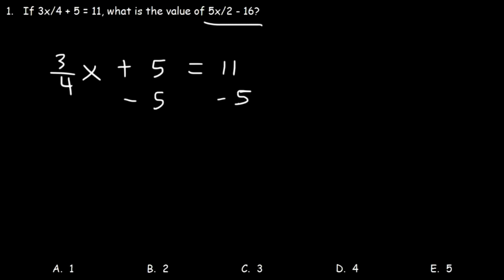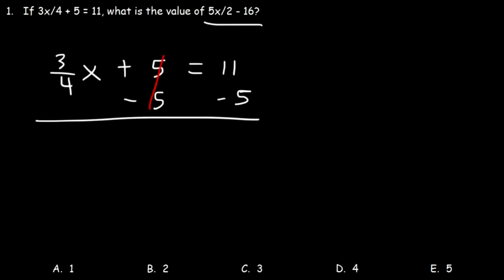So if 3x over 4 plus 5 is equal to 11, what is the value of 5x over 2 minus 16? If we could find the value of x in the first equation, then we could find the value of this expression. So let's go ahead and solve. So the first thing that we need to do in this problem is subtract both sides by 5.